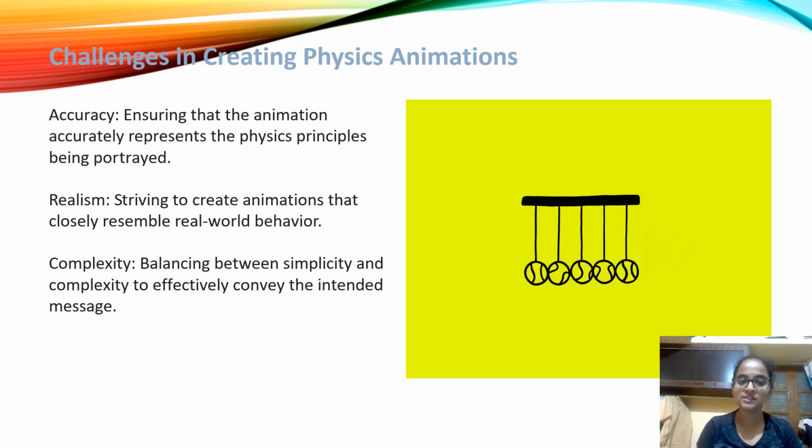So what are the challenges in creating physics animation or any kind of animation? The first most important thing is accuracy, ensuring that the animation accurately represents the physics principles being portrayed. Realism, striving to create animation that closely resembles real world behavior. Under complexity, balancing between simplicity and complexity to effectively convey the intended message.